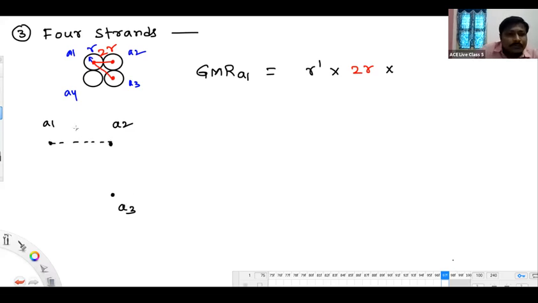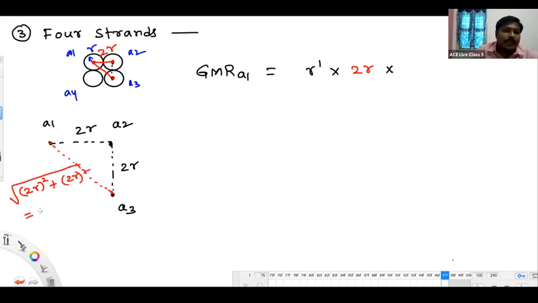A1 to A2 is 2R. A2 to A3 is also 2R. Now we should think about this A1 to A3 gap: the square root of 2R whole square plus 2R whole square. It will come to be 2 root 2R, or else you can say root 8R. Any name you can say.